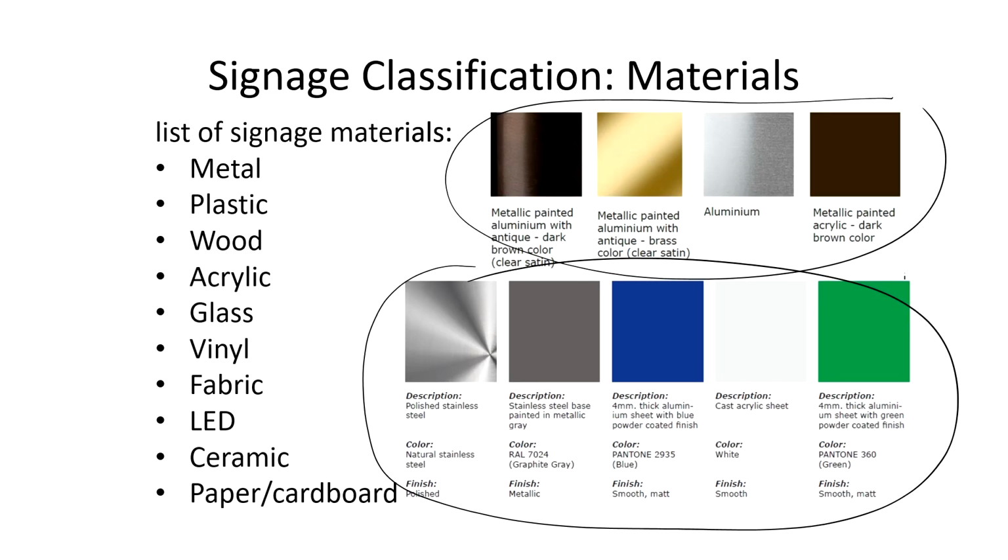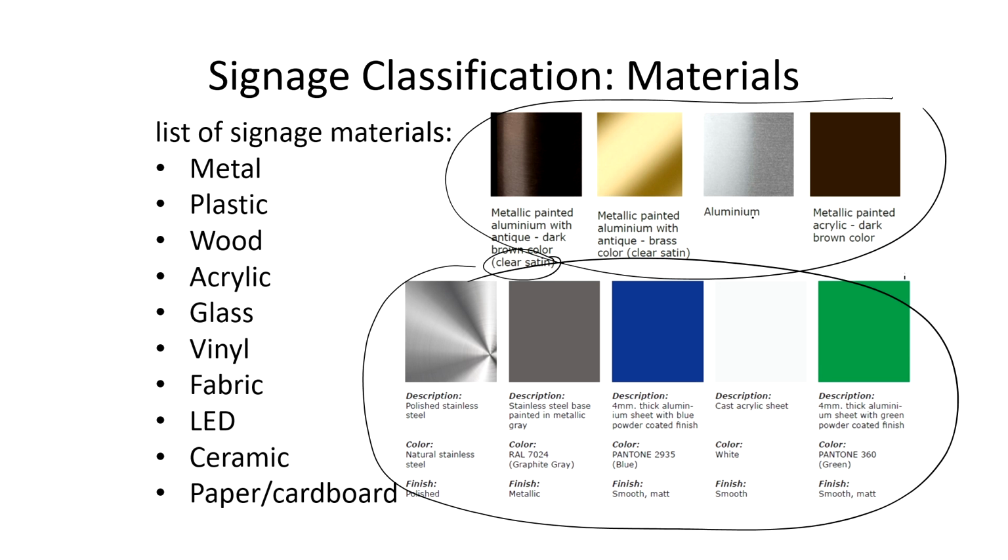this was the material selected for doing a signage of an antique finish building. So you can see that all the materials which have been selected, first the brown shade, which is actually metallic, printed aluminum with an antique dark brown color. The finish is satin, which means the finish is smooth. The second one is again metallic and painted with a brass color.